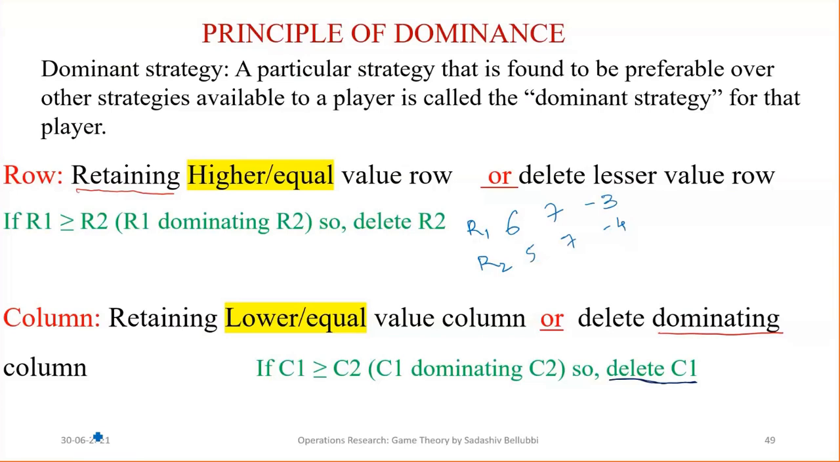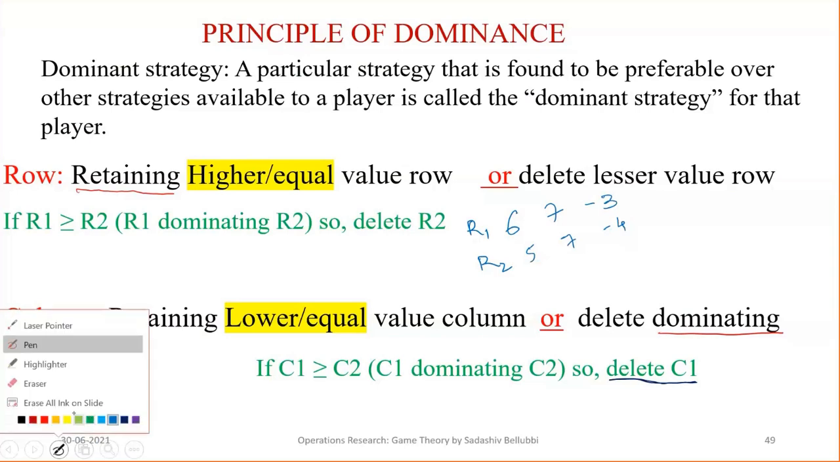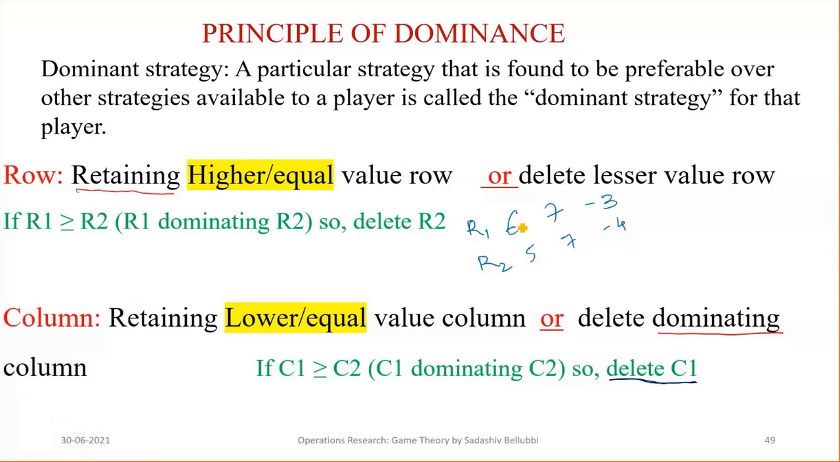The value of R1, 6, is greater than 5, so R1 is dominating here. Then 7 equals 7, which is also fine. If it is equal, it's fine. Next, -3 is greater than -4. It means that all the values of R1 are either greater than or equal to the values of R2, so R1 is dominating R2. Then you need to delete R2, the one with the smaller values. So you delete the second row.